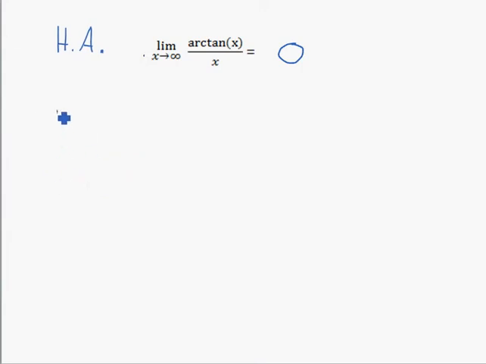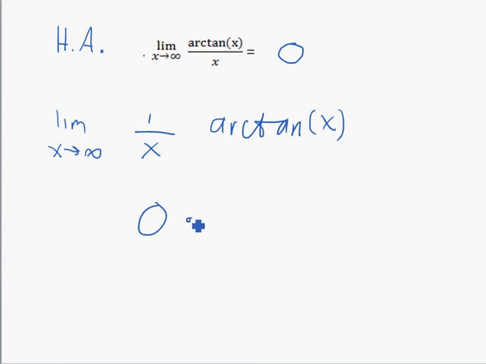If you don't like that explanation, you can also think of it like this. The limit as x goes to infinity, you can split up this limit as 1 over x times the arctan of x. Well, as x goes to infinity, 1 over x goes to 0. As x goes to infinity, arctan of x goes to pi over 2. Well, 0 times pi over 2 is 0. Same answer.